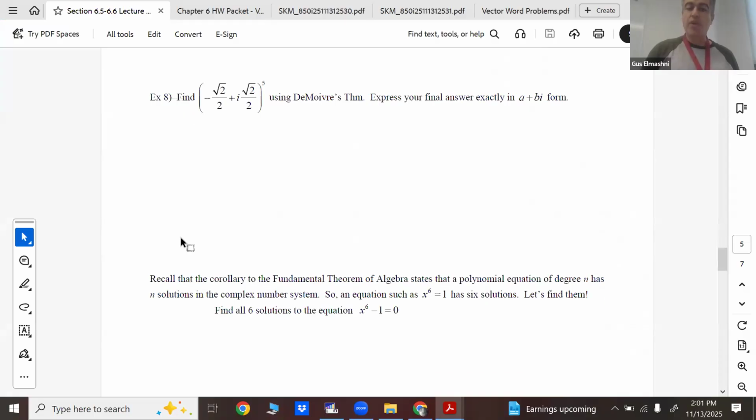Okay, I think you guys could handle example 8, and we'll stop there after today. Try example 8. What quadrant are you in, guys? Quadrant 2. Good.